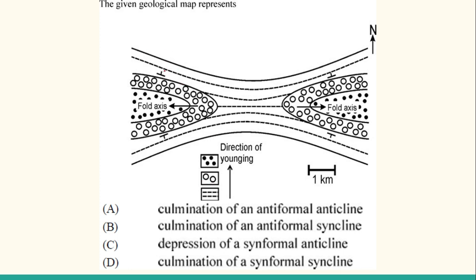First we will identify whether it is an antiform or synform, for which we need the dip of these limbs. Now you can easily identify that these limbs are dipping opposite to that of this fold axis or HST, so it must be an antiform. So this is the first thing. Next, whether it is a culmination or depression, for that we can see these arrows going away from this common point, hence it should be a culmination.